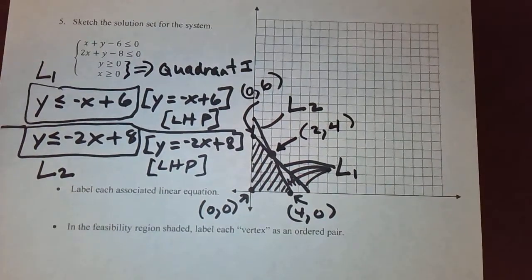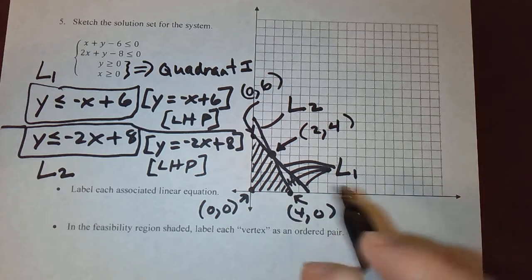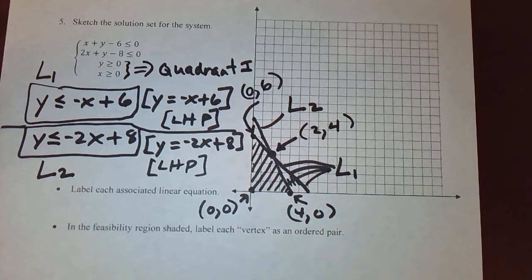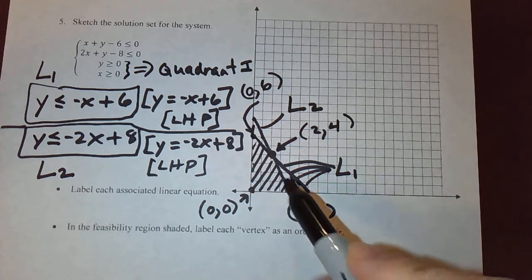We're going to be doing this from now on in many, many of the systems of inequalities that we shade. We'll graph the lines, we'll shade the region that's part of every half plane, and then we'll label the vertex points, or the vertices.